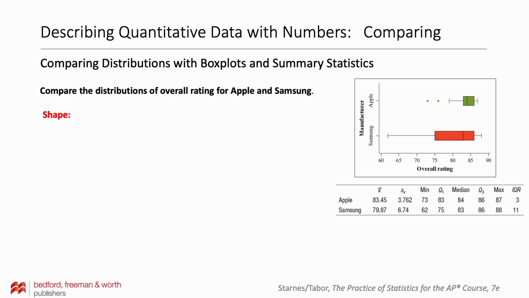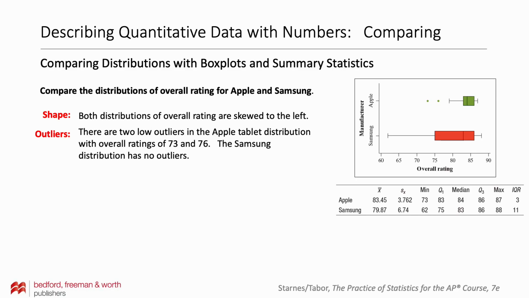Now notice here we're going to describe them. So remember what we're going to use: our acronym SOCV. We're going to talk about the shape. Both distributions, our overall ratings, are skewed to the left. So we're describing both of them. And don't forget, we do need to write it in context. We're going to go to outliers. Here there are 2 low outliers in the Apple tablet distribution with overall ratings of 73 and 76. The Samsung distribution has no outliers.